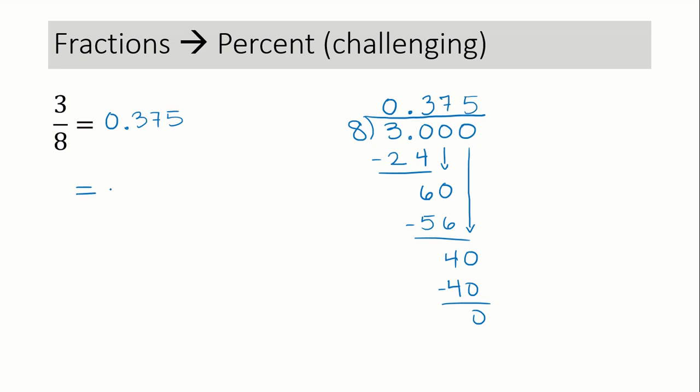Now we are going to come up to this concept later on in this lesson. When we go from a decimal to a percent, we just multiply our decimal value by 100. So what that means is the decimal is going to go 2 places to the right. It's going to end up in between the 7 and the 5. So that tells us what the percent is. 0.375 is the same as 37.5%.